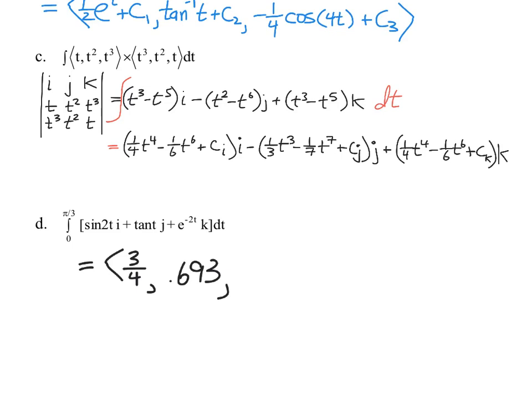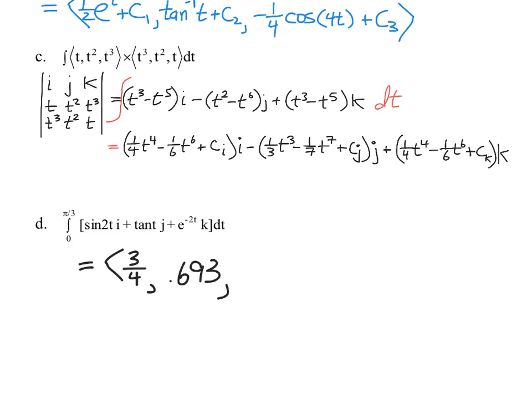All right, then the last component is e to the negative 2t. And I'm definitely not expecting that to be nice. But that one, you can look at it and say, well, maybe I'll just do that one by hand because that one's easy enough.